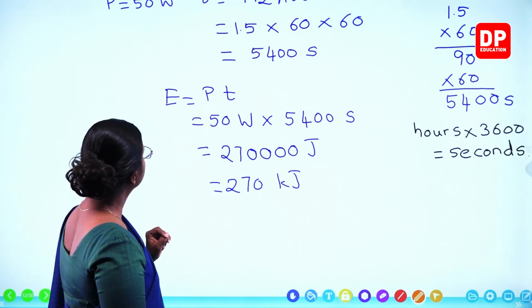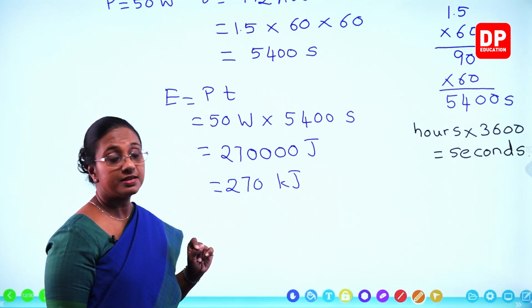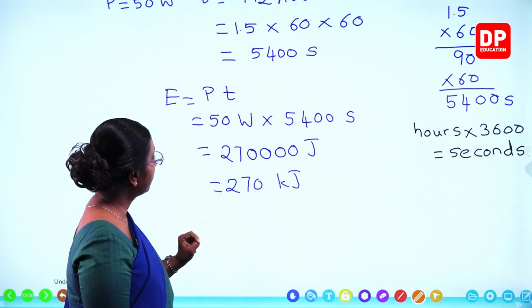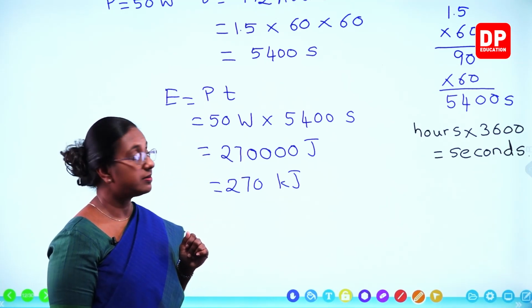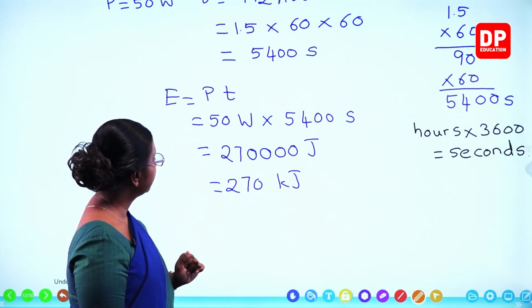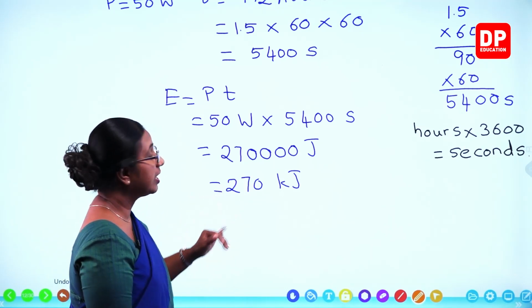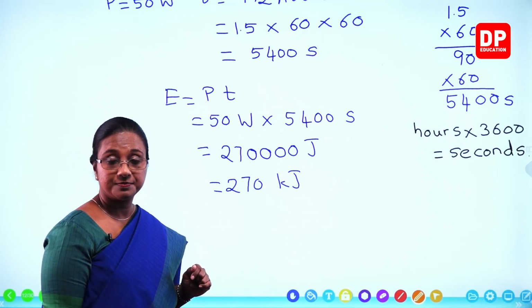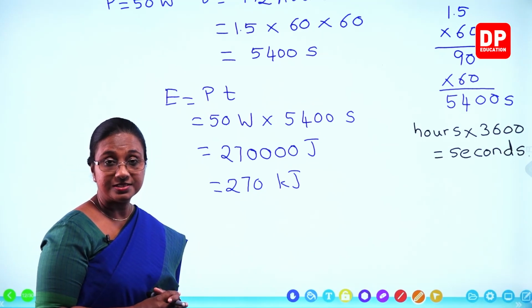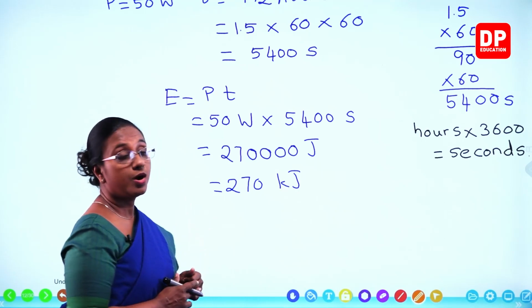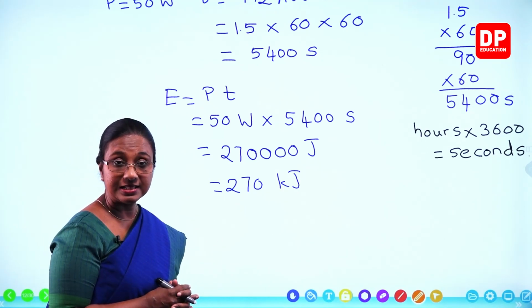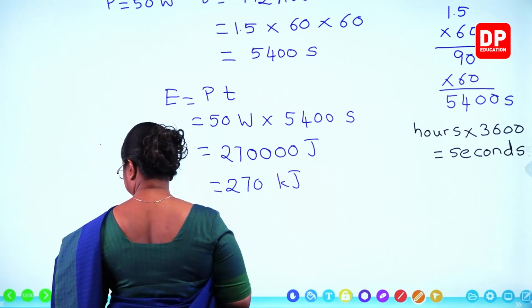Power into time is energy. So power 50 watts, time 5,400 seconds. When you multiply, you get 270,000 joules or 270 kilojoules. Is that clear, students? Then I'll move on to the next slide where we look at another example.